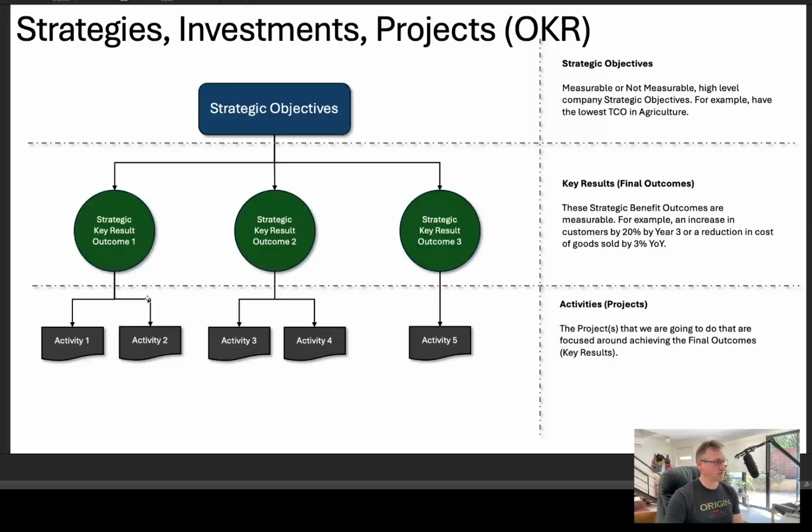We come back to this initial chart and basically take you back to the basics of where this all starts out: your strategic objectives for your company, your strategic key results, and then what key activities are you going to be pursuing in order to get those key result outcomes.